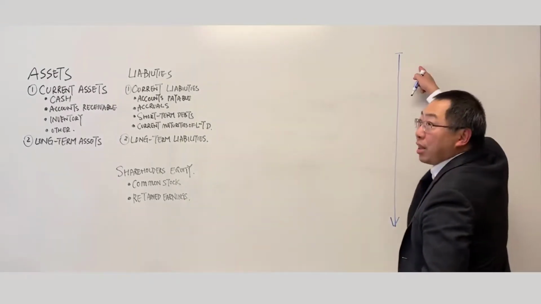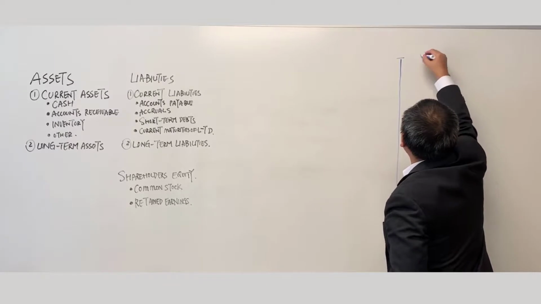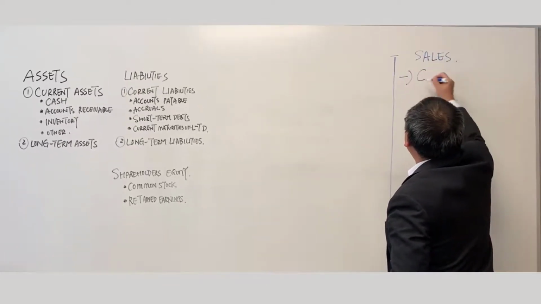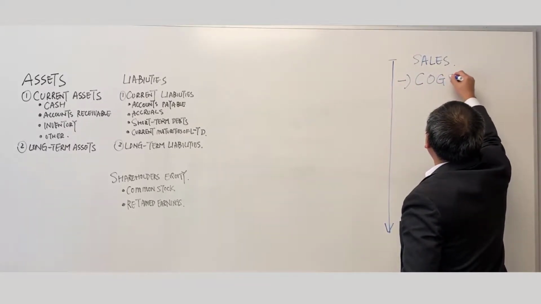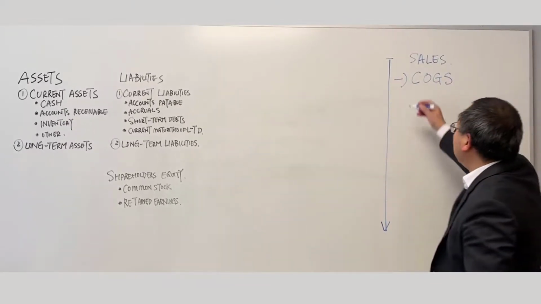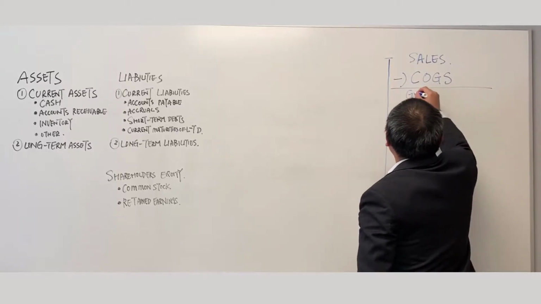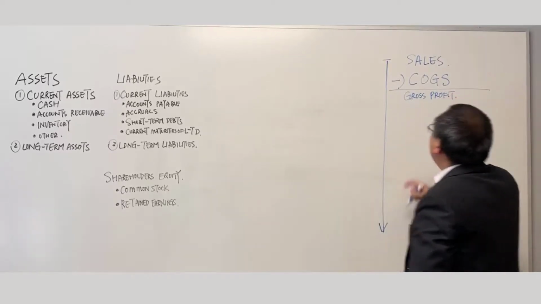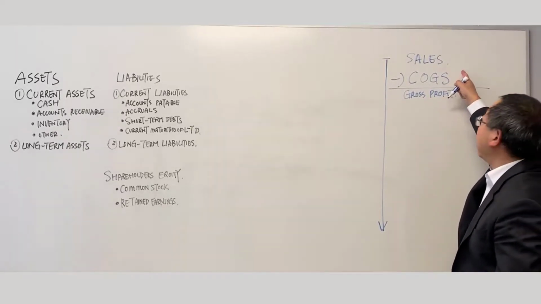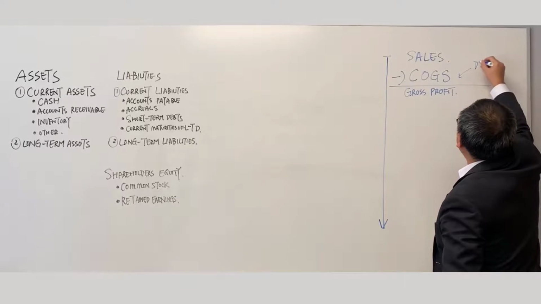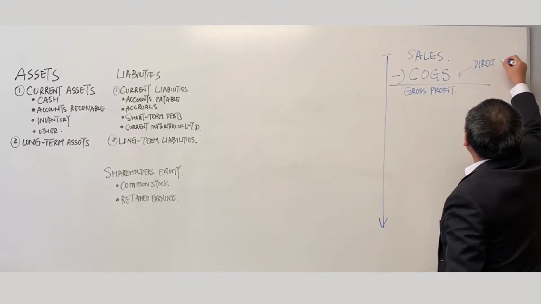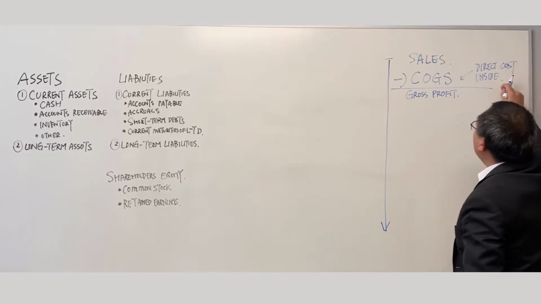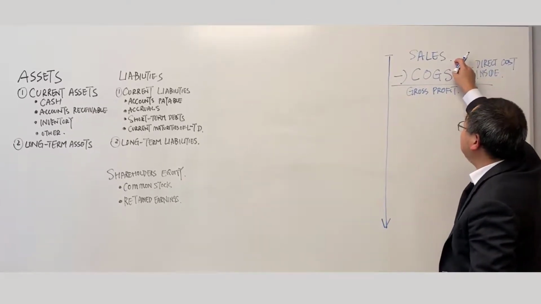We start with our income, which usually is our sales revenue, sales, minus cost of goods sold. And usually that is called the gross profit. In my eyes, the cost of goods sold is a direct cost inside the firm related with our production.